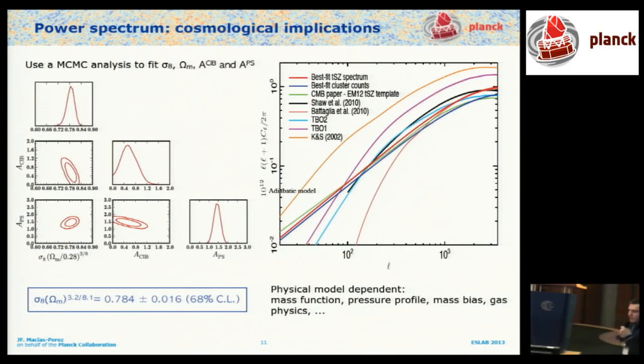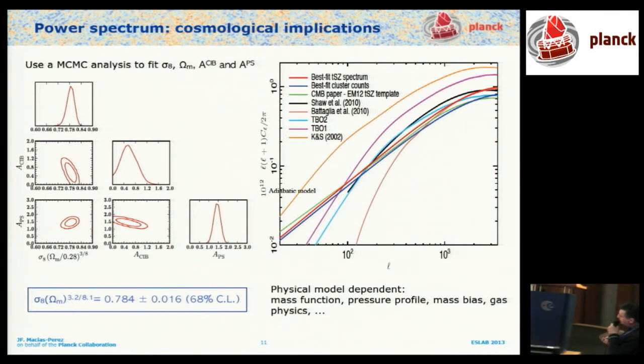So this pushes us to do a cosmological analysis of the power spectrum. So we use an MCMC analysis as before, using only 4 parameters here: sigma 8, omega m, the amplitude for the CIB, and the amplitude for the power of the point sources. So you have here the constraints.